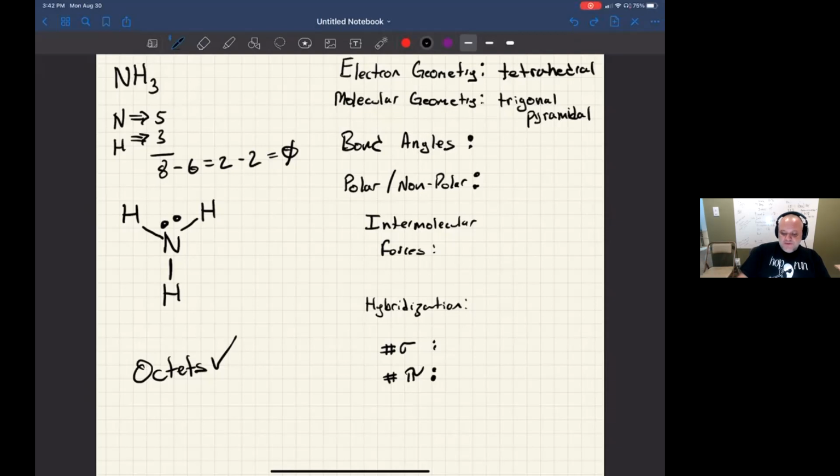Now, we can determine the bond angles from the electron geometry. Tetrahedral electron geometry gives us 109.5 degree bond angles. And with the lone pair there, we can be really specific and we can say less than 109.5.